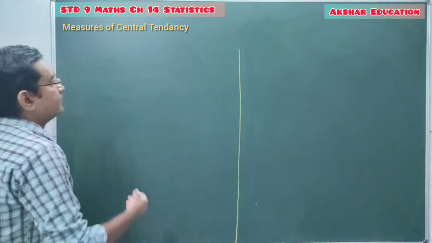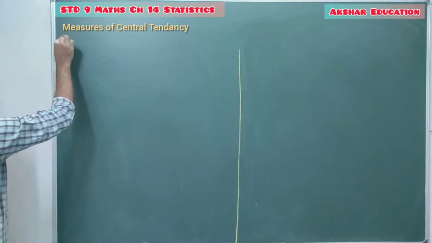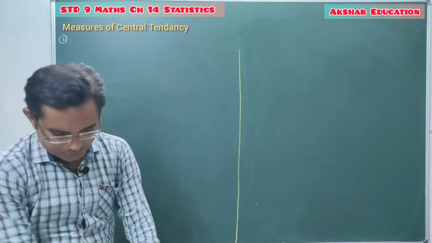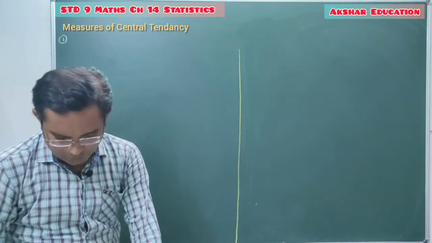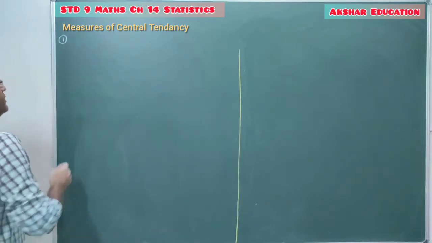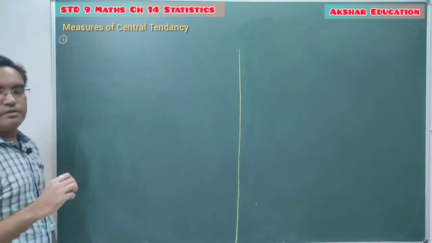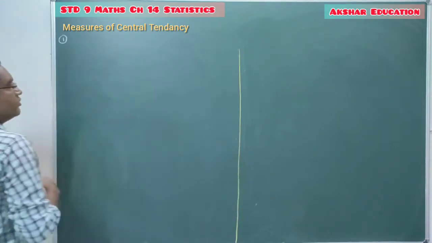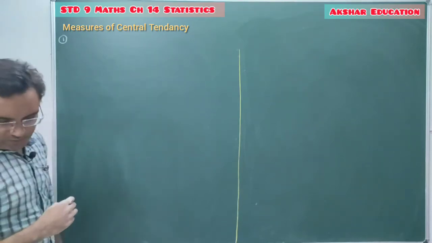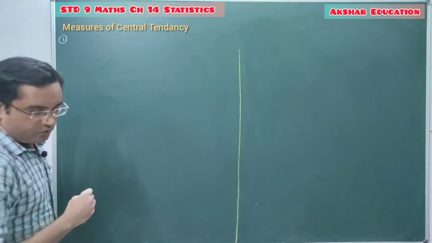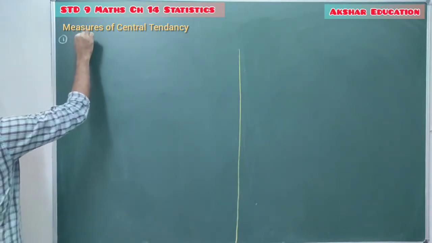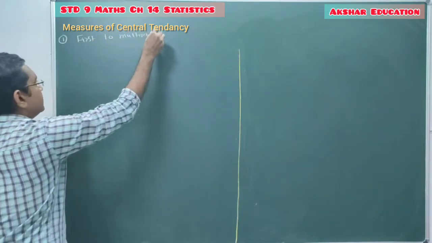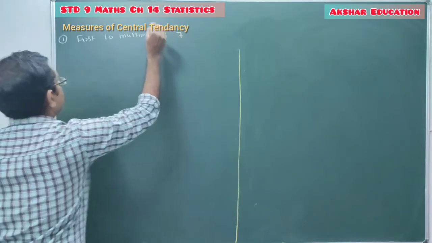Okay, students. So let's do some sums based on measure of central tendency. So first question: find the mean of first 10 multiples of 7. You have to write down the question in your notebook. I am just doing the solution of the given question. Find the mean of first 10 multiples of 7.